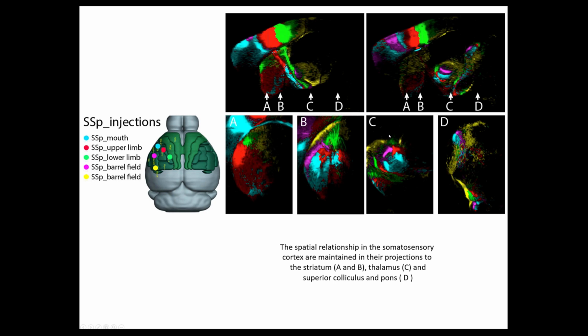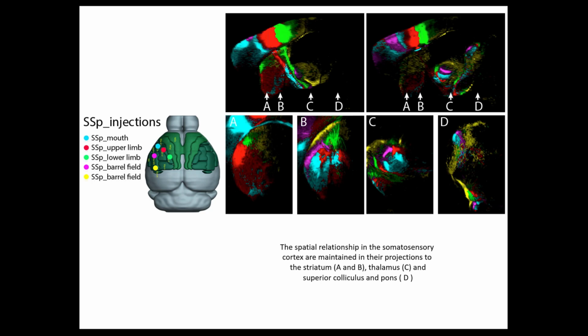One of the things that this allows is to be able to see that the organization in the cortex is somatotopically organized, so that the relationship between the different body parts is maintained in the cortex. We can see that those projections into different parts of the brain are also maintained. So we can see the somatotopy. This has been known for a long time, but the ability to look at this in the same coordinate space allows quantification of the relationship.